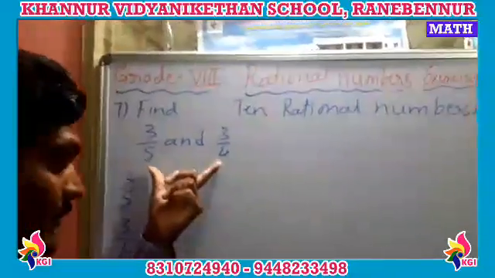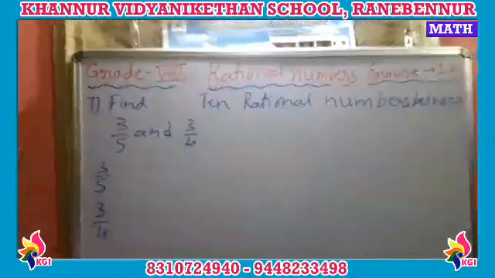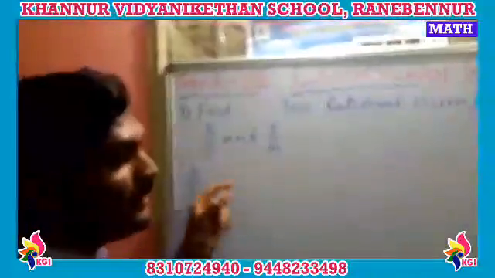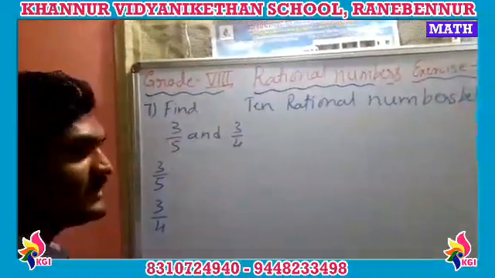Are the denominators the same? No. So what we have to do? We have to go for finding the LCM. 4 and 5 are the denominators. LCM of that is 20.